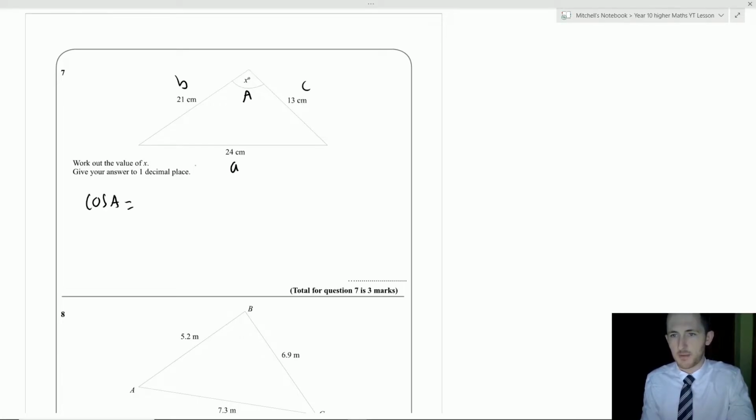So b squared plus c squared. Again, make sure I don't make that mistake. Minus 24 squared over 2bc, so 2, 21, 13. Then a will just equal whatever the inverse cos of that is.